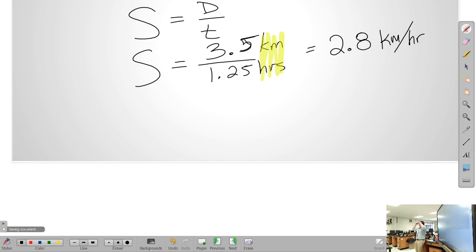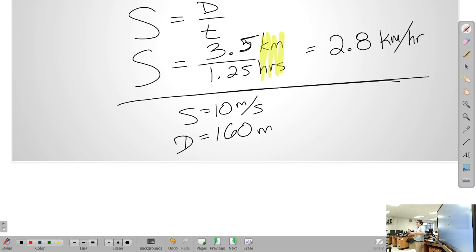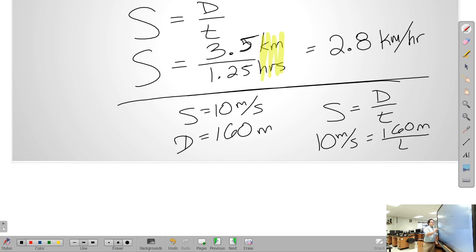Alright, now I'm gonna show a little bit of the math magic. What if we were doing a different problem, but instead of finding speed, let's say I was trying to find time. So let's say speed equals 10 meters per second and distance equals 160 meters. I'm going to do a little bit of the physics and math magic to show you why we put our units in there. Alright, speed equals distance over time. Speed is 10 meters per second. Distance would be 160 meters over t.